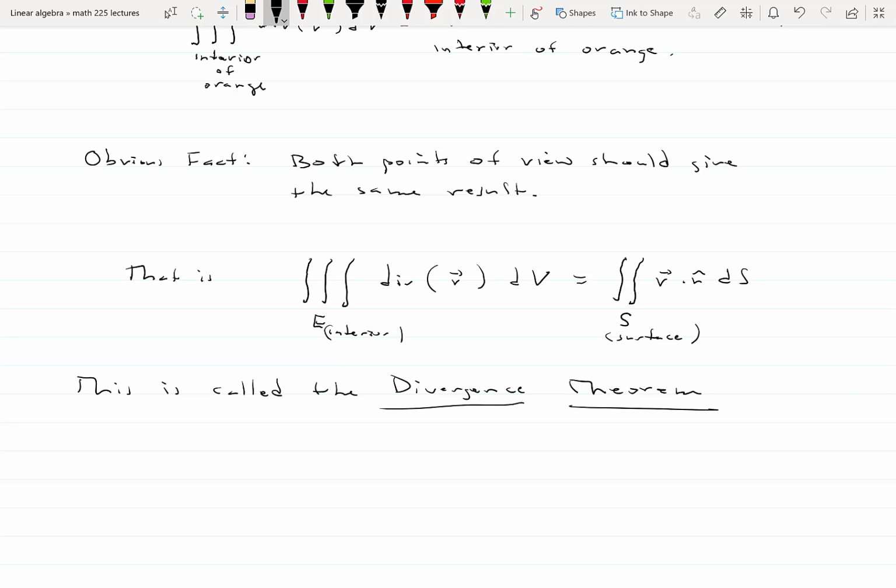It says you can get information about what's going on the inside of a surface by computing a surface integral on the surface. You can compute what's going on the inside of a solid by computing a quantity on the outside, just on the surface, without ever looking on the inside. The left-hand side of this equation is a computation of what's going on inside the solid. The right-hand side, the perspective is purely on the surface.